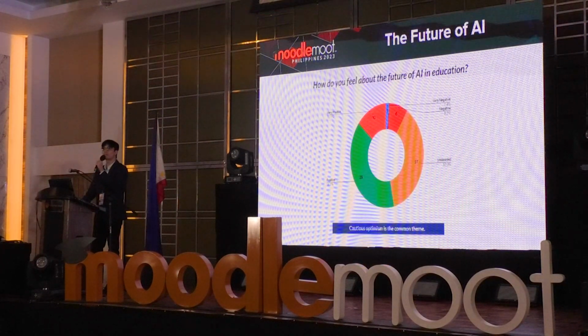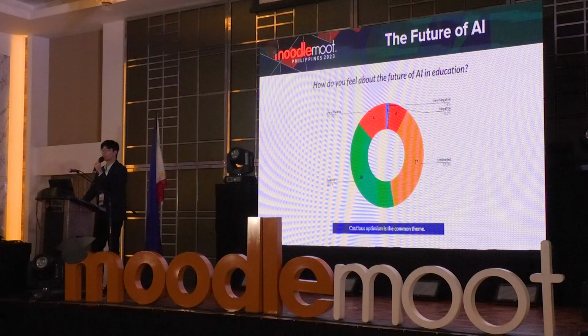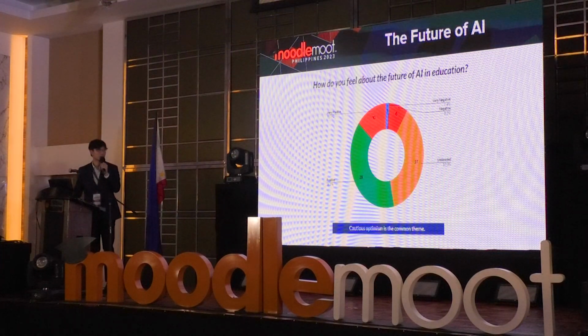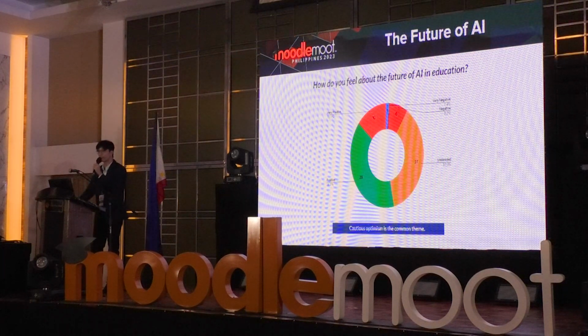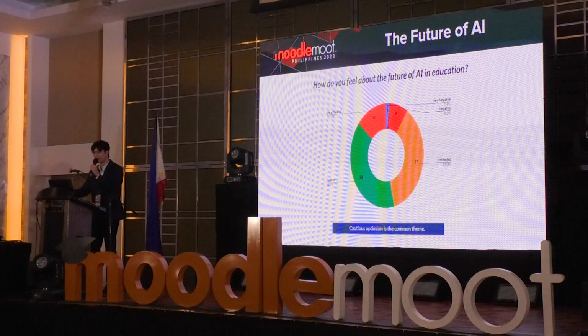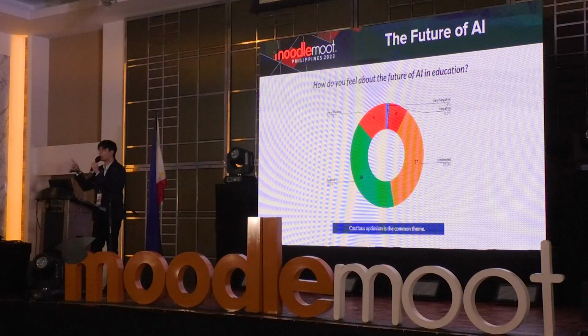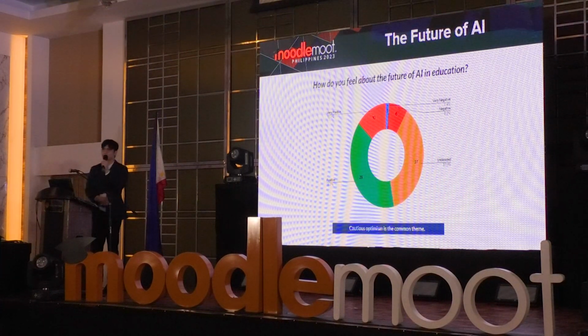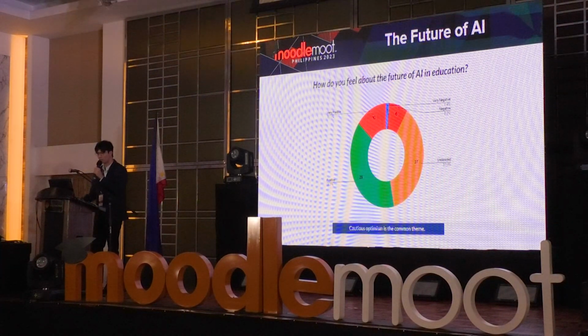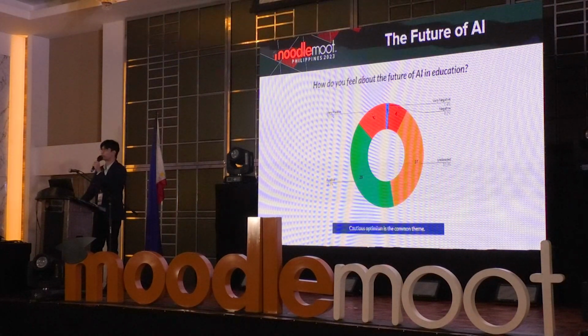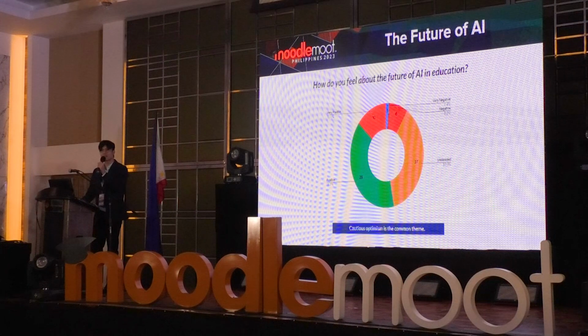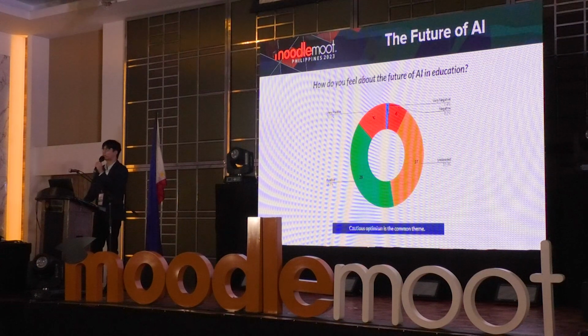We also asked them, how do you feel about the future of AI in education? The results are also surprising. Sure, the majority of them have a positive feeling about the future or the place of AI in education, about 40%. However, closely followed behind by undecided users, about 37%. We can say that the overarching theme here is cautious optimism. Sure, they are optimistic about AI, but they are just very cautious or neutral, if you will, about it.